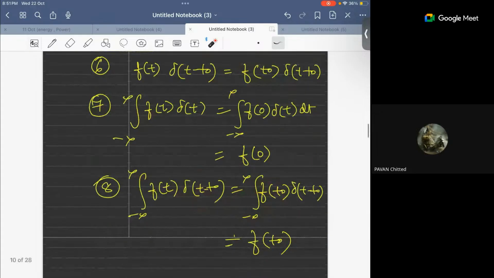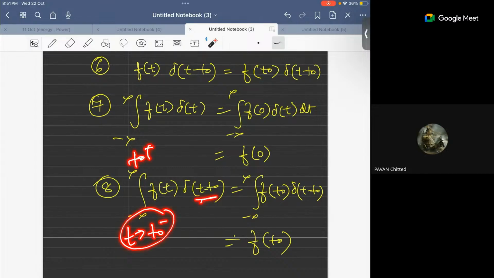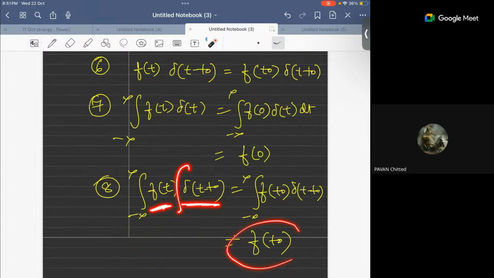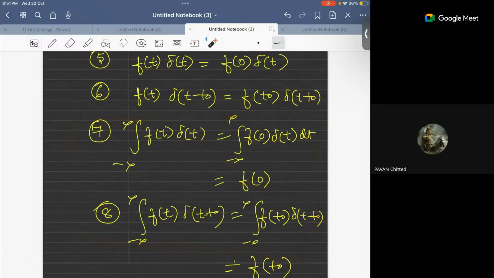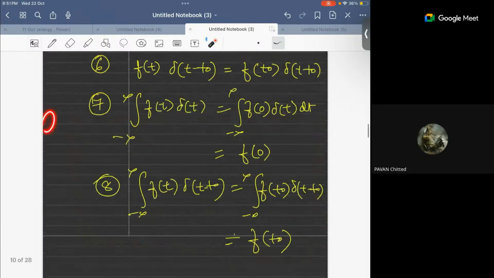The next property is also the same, only the value is t minus t naught. Here also, if you integrate from minus infinity to infinity, or from t naught minus to t naught plus, t naught should be included in the integration. Then only you'll get the value of this integration as 1, and you'll be left with the constant f(t naught). So these are the four properties. These two are the most important. You'll be using them again and again every time. In the quiz also, whatever question is given, you will just be using these two properties to solve it.